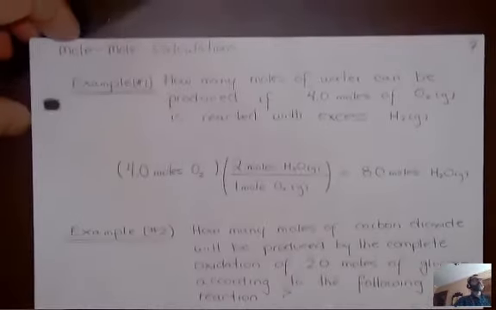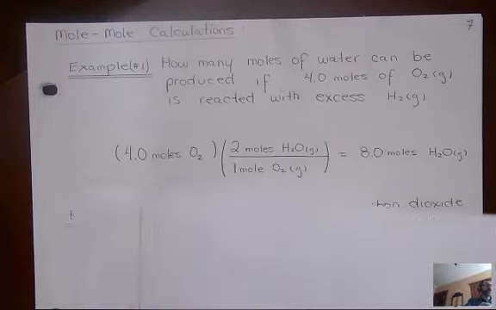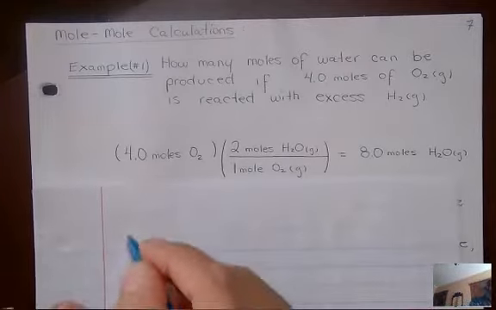Let's take a look at our first example. First question says, how many moles of water can be produced if 4 moles of oxygen is reacted with excess hydrogen? Okay, so let me, on this paper, just go back and write the balanced equation.